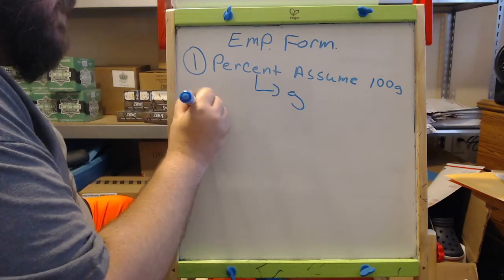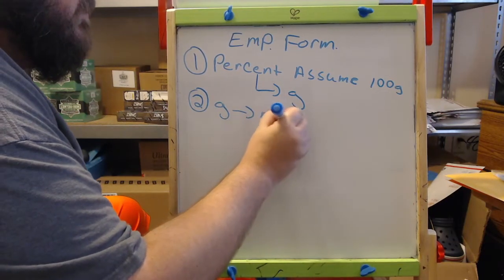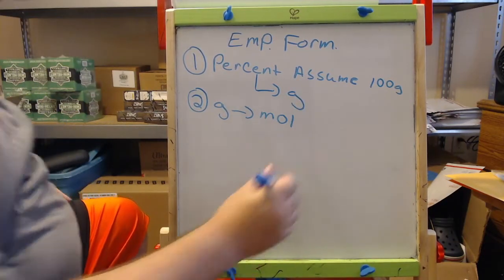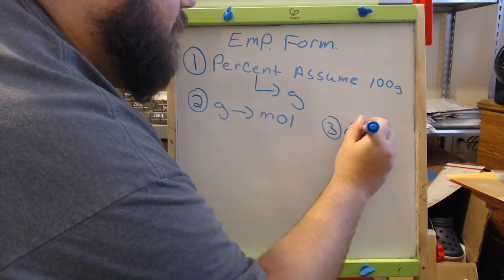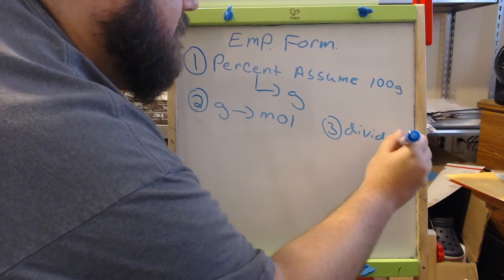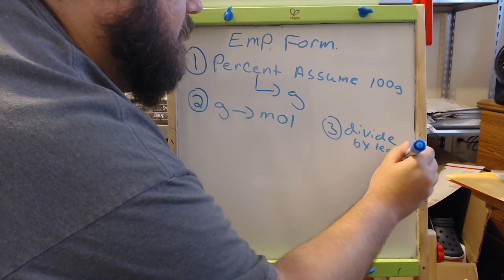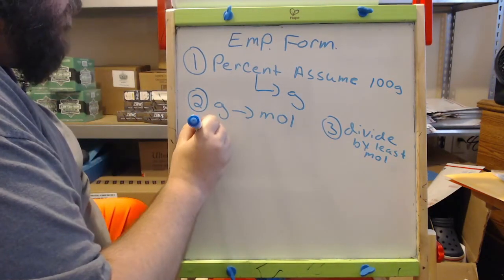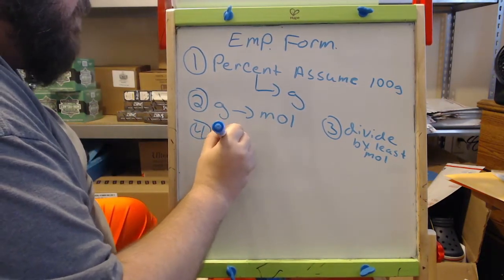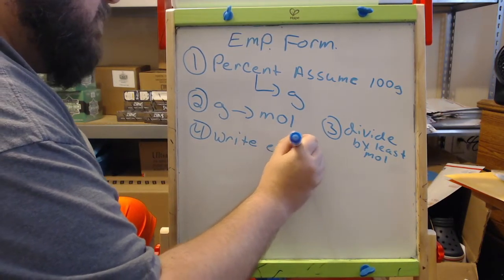Just makes it that much easier. Step two, convert your grams to moles. Step three, divide by the least moles. And step four is write your empirical formula. Okay? So let's do an example.